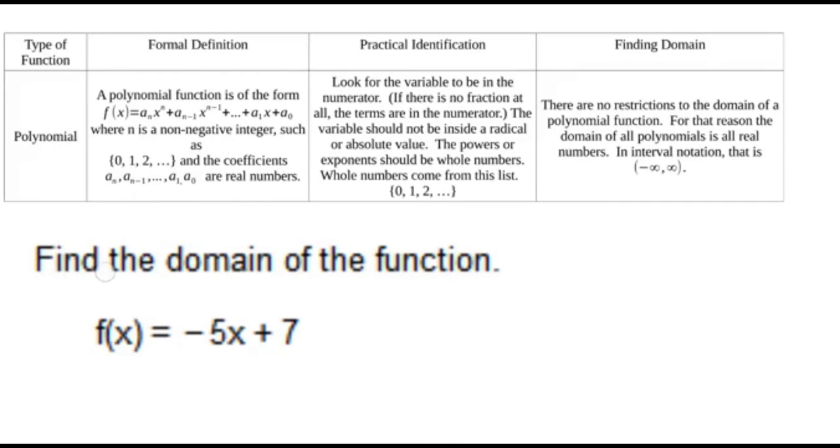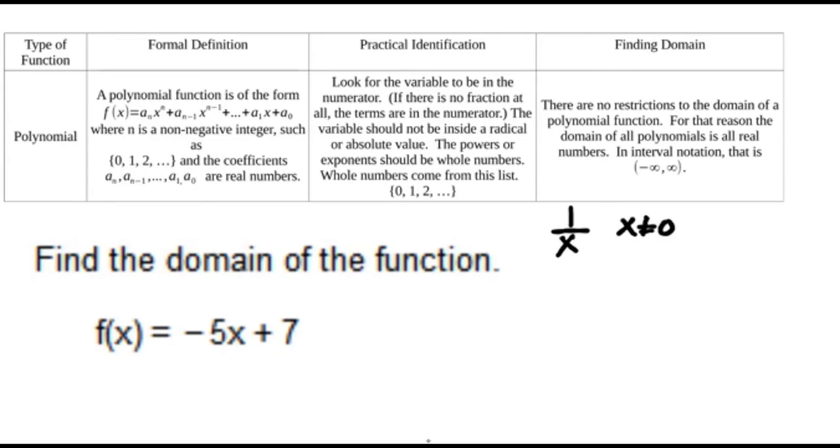For this question, we want to find the domain of the function f of x equals negative 5x plus 7. As we look at this function, we're looking for signs of restrictions on the domain. And what I mean by that is we're looking for a variable to be in the denominator because division by 0 is undefined, and the denominator cannot equal 0 because of that. That would be a restriction.